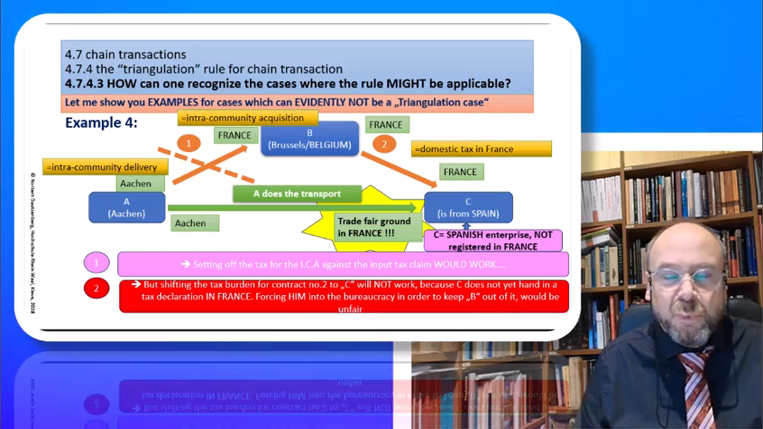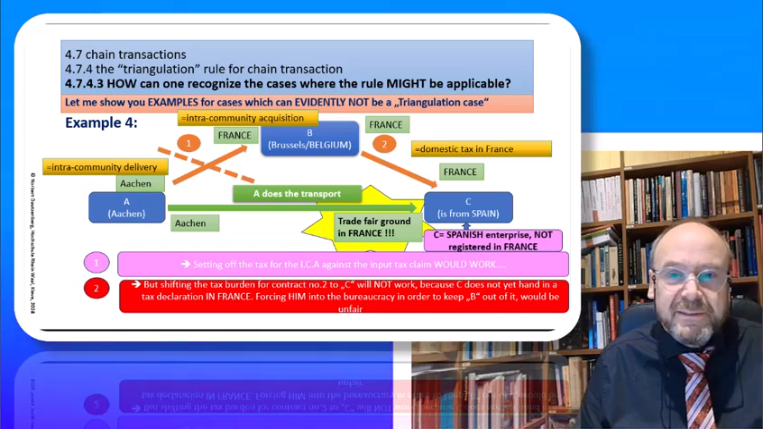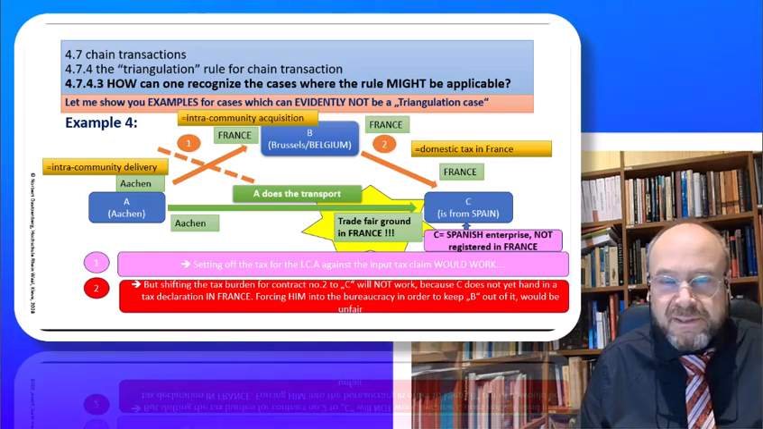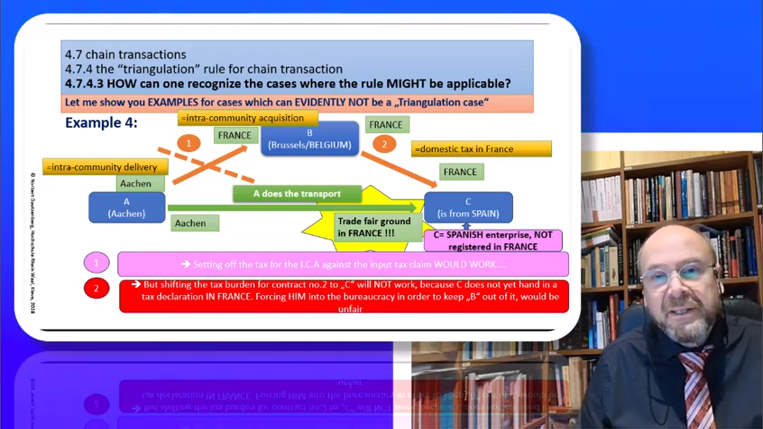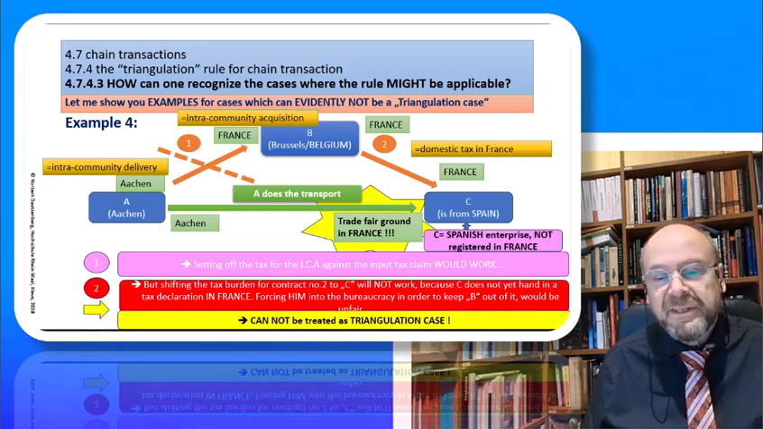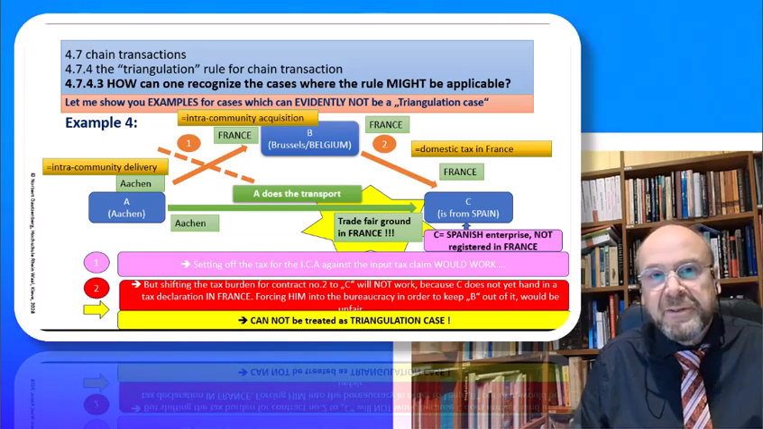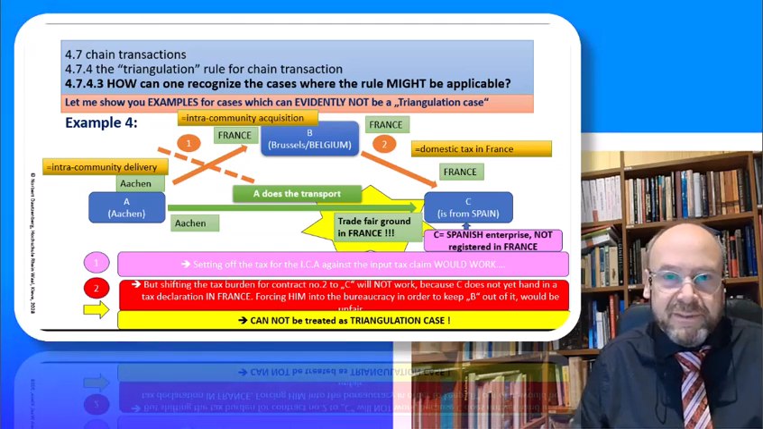To help one to escape the rules and to burden somebody else with something which the rules normally don't entail, that's not justifiable. That cannot be seen as a fair idea. So you cannot treat that as triangulation case either.